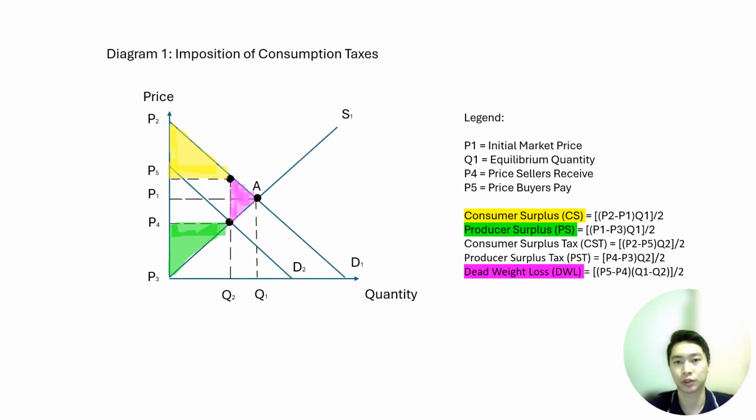This is a diagram showing consumer and producer surplus. From this diagram, we can conclude that consumers are worse off because consumer surplus has been reduced. And what does it mean? As consumer surplus is more than consumer surplus tax. And producers are worse off because producer surplus has been reduced. And it means that producer surplus is more than producer surplus tax. Therefore, society as a whole is worse off since a deadweight loss is induced. And in the middle, highlighted in purple, that is the deadweight loss.